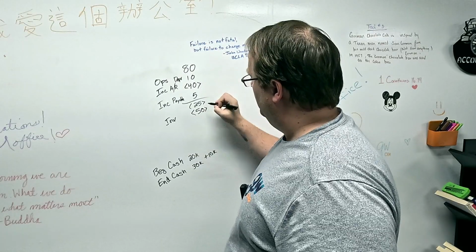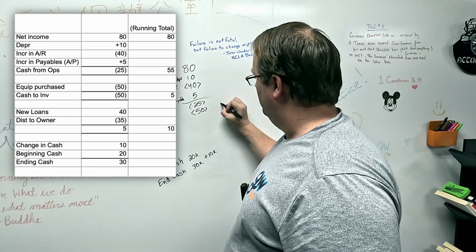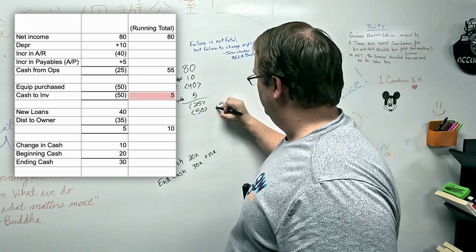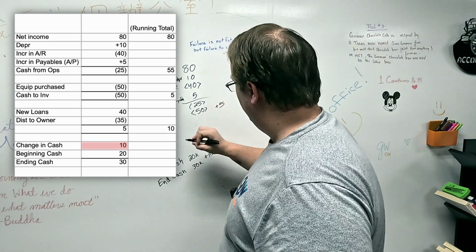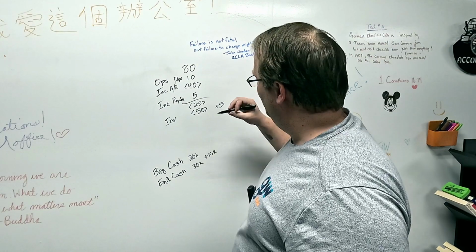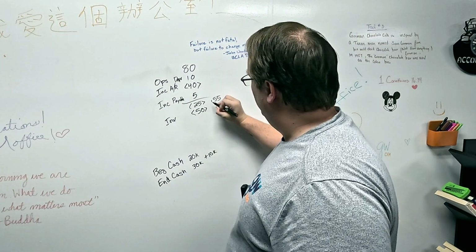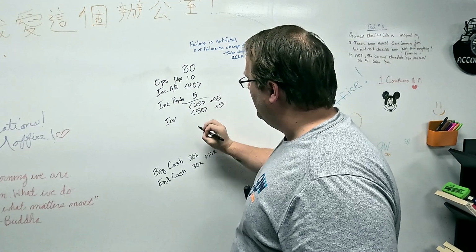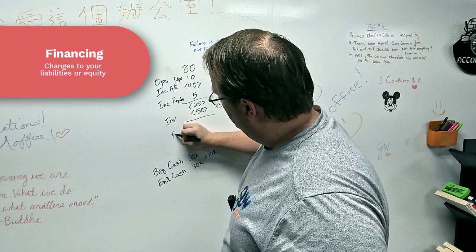So we get down here. This was 55 minus 50. So now we're at plus 5. But we need to get to plus 10 because that's the hole that I dug myself into at the beginning of this problem. So this was plus 55. And we're at plus 5 now. The last item that we have is going to be financing, right?